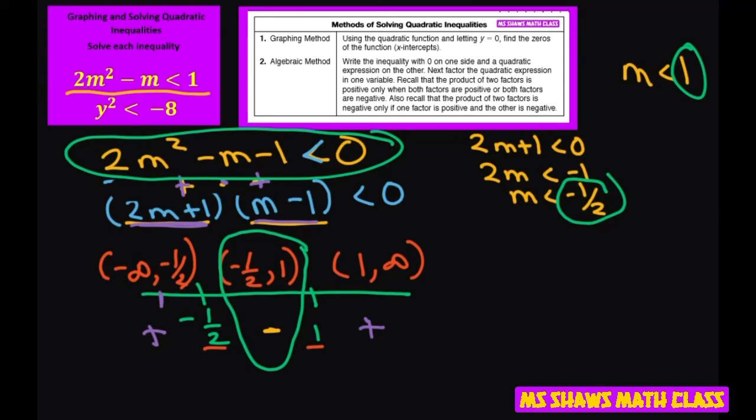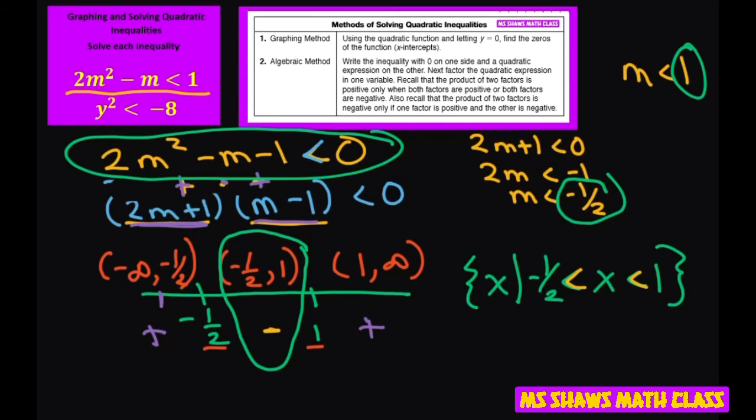So we're going to write it as x, such that x is in between negative 1/2 and 1. It doesn't have an equal sign here, so we don't put an equal sign for these. We just leave it as less thans.